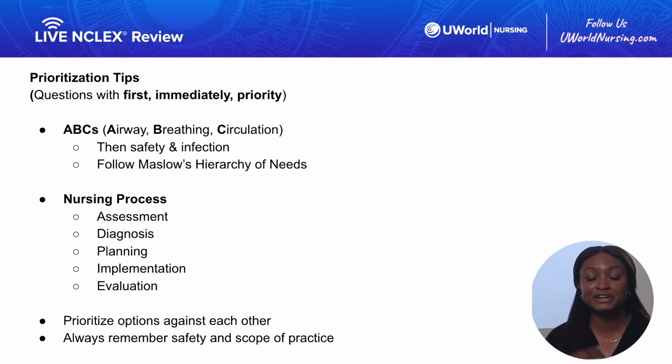So first things first, when you see a prioritization question, they usually have words like first, immediately, priority, or most. So the first thing to try to think about is to break it down into airway, breathing, circulation, your ABCs. This will help you prioritize which one you should assess first, because sometimes these questions can have more than one right answer if it's a select all that apply, but you want to group the ones with the most correct answer. So airway or breathing would be number 2, or circulation, that's number 3.